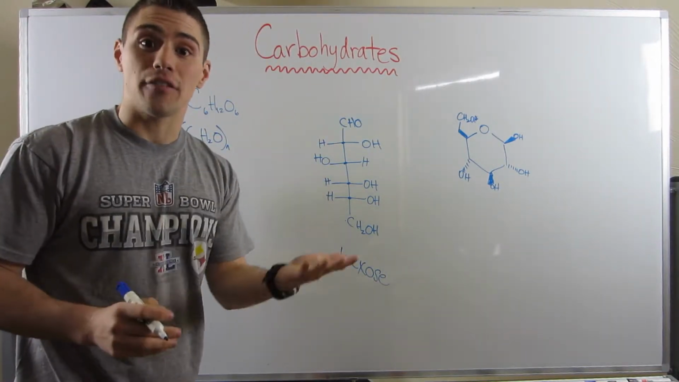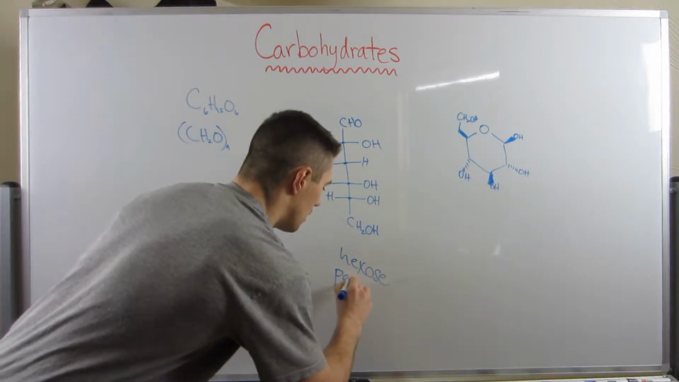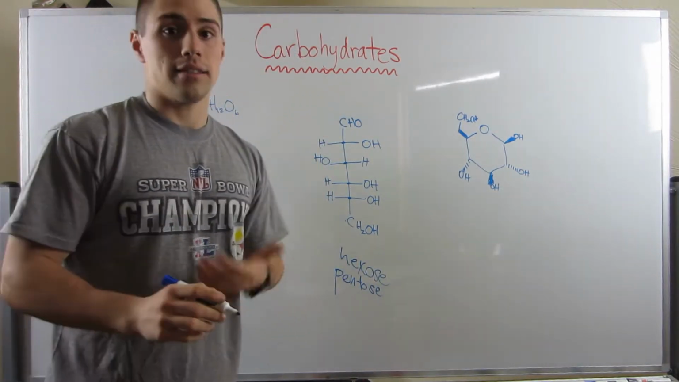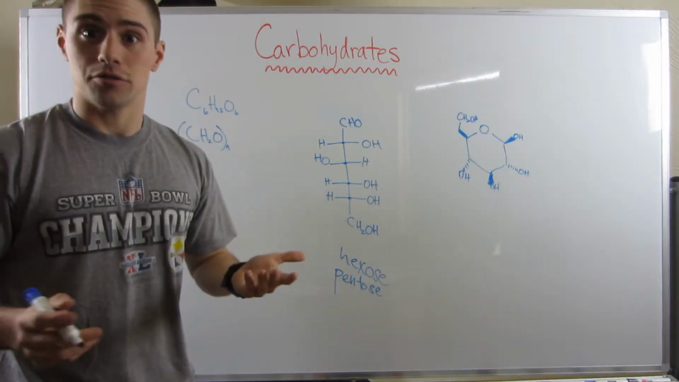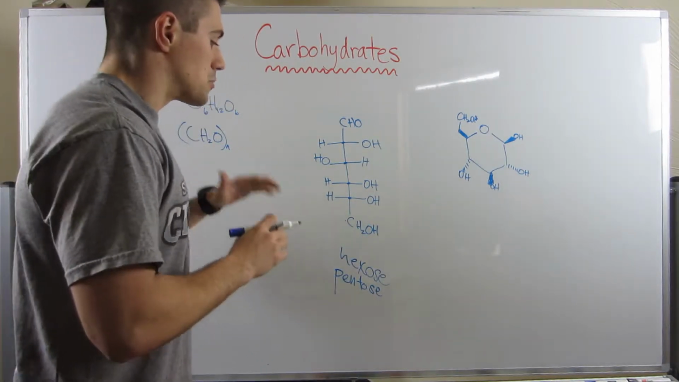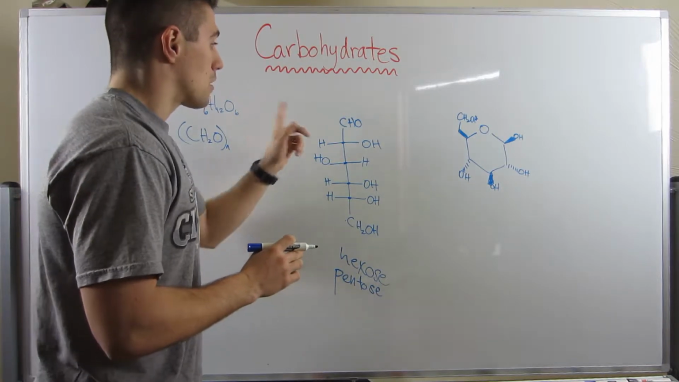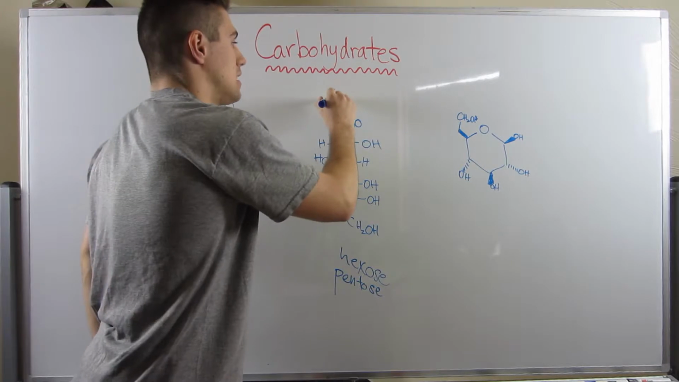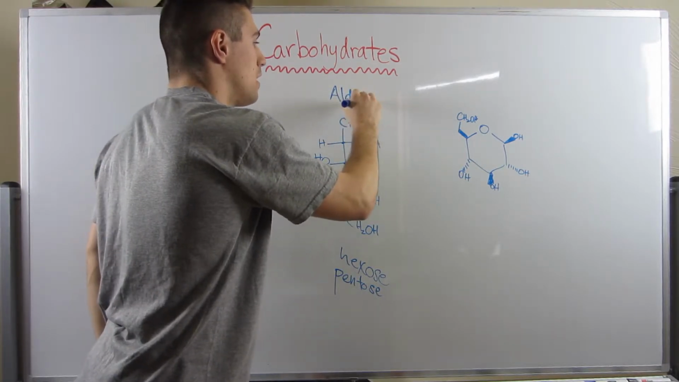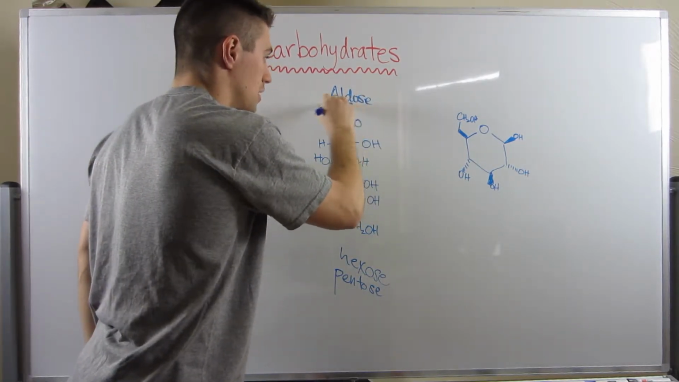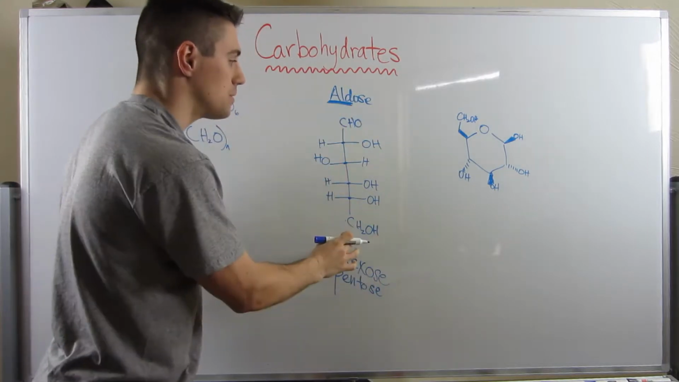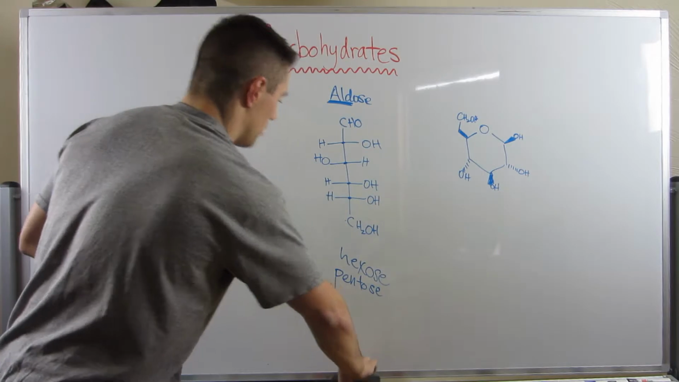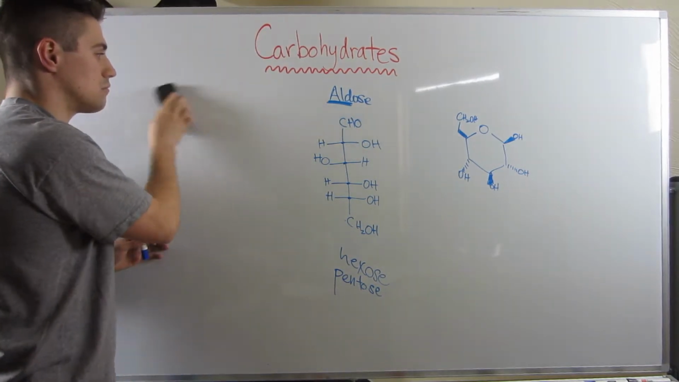If I wanted to deal with a 5-carbon sugar, that would be a pentose, right? 4 is a tetrose, 3 is a triose, okay? Now, specifically, we see there's an aldehyde, right? So this is a 6-carbon aldose. It's a hexose because it has 6 carbons, but because there's an aldehyde here, we call it an aldose. Now you might be thinking, okay, Joe, what else could it be?